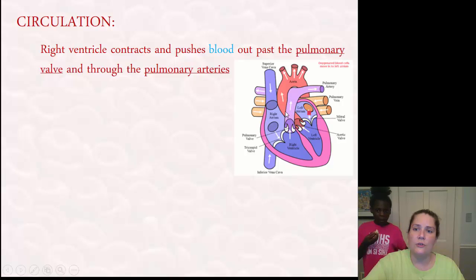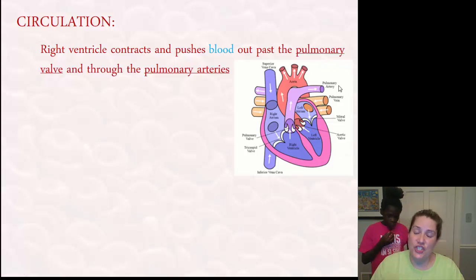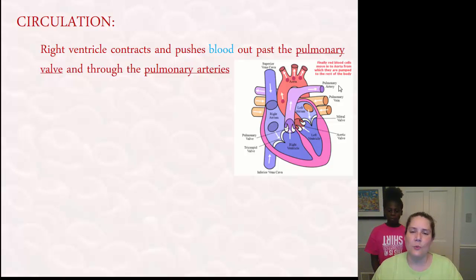Okay, so the blood goes to the pulmonary arteries, and then those are going to take the blood to the lungs. Now, remember, I said generally arteries carry oxygenated blood. This is the one exception, pulmonary arteries.